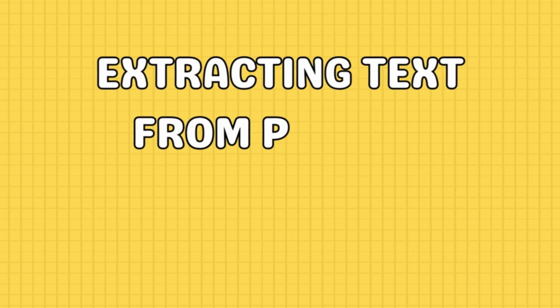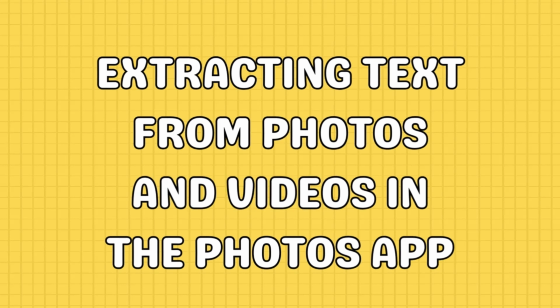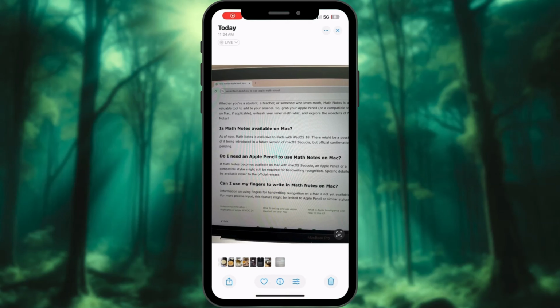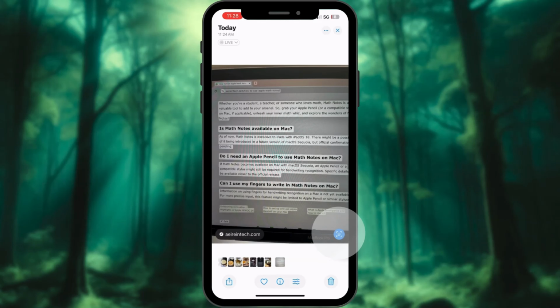How to extract text from photos and videos in the Photos app. For photos, open the Photos app on your iPhone. Tap the Live Text icon at the bottom of the screen. It looks like a frame with lines. Drag your finger over the text to select it.